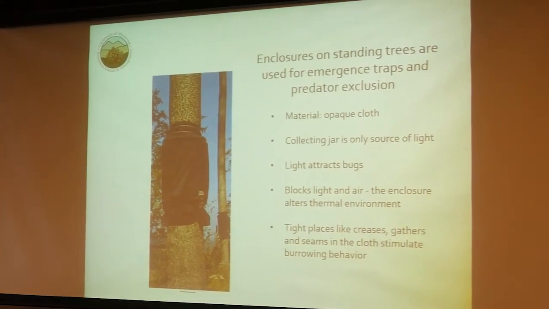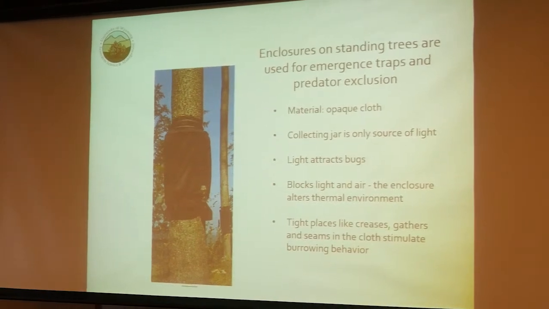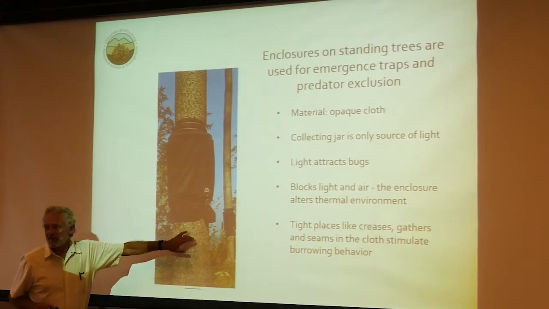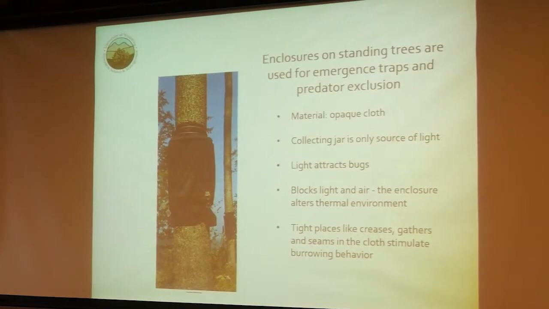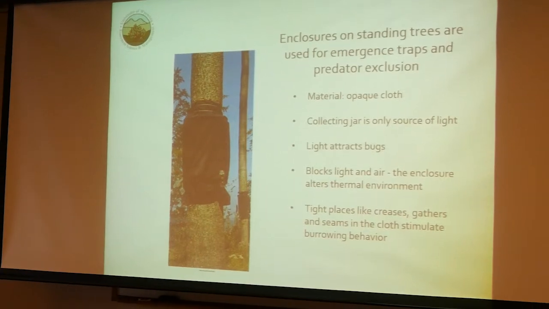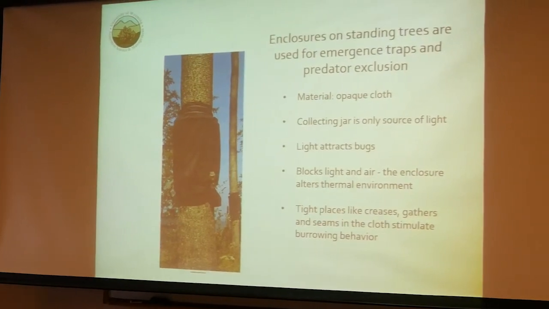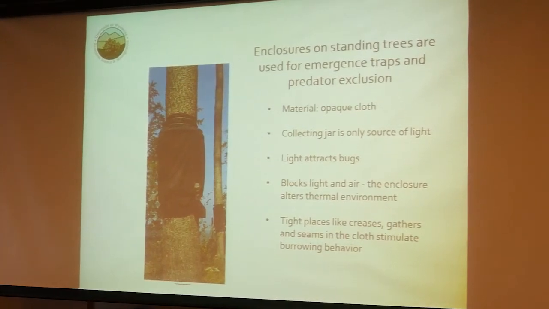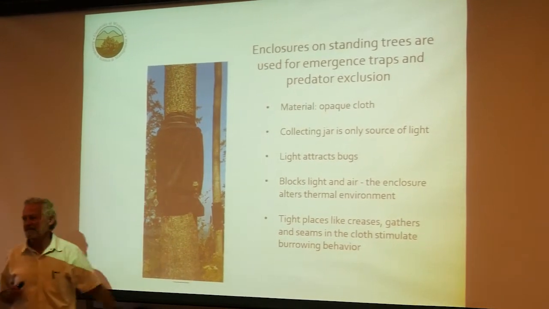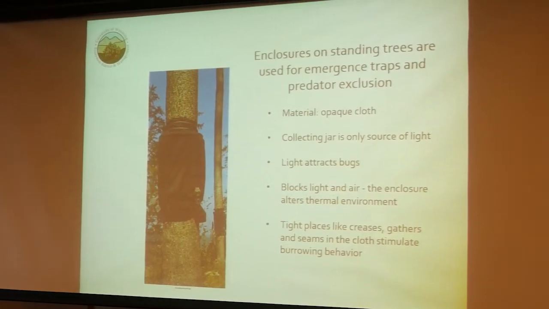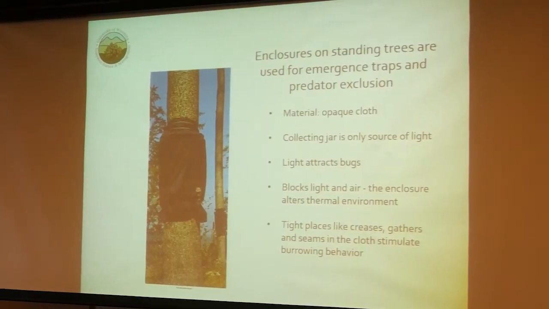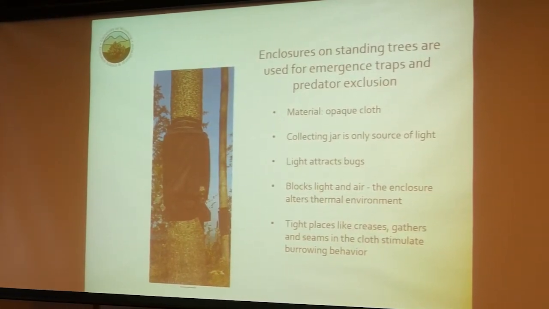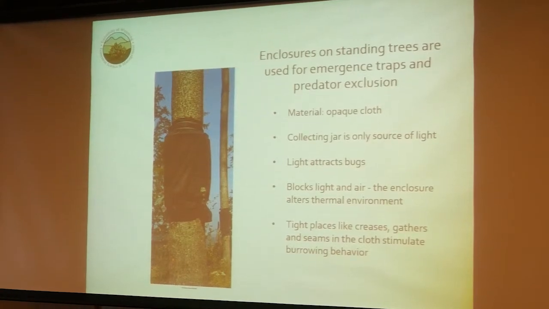But there's another problem that I didn't anticipate, and that's that, well, bark beetles, when they land on a tree, where do they start their tunnel? They go into crevices in the bark, and that's what stimulates that burrowing behavior. Well, this type of an enclosure has lots of creases and folds and tight spots in it, and encourages burrowing behavior. And if a bark beetle can chew through wood, it can certainly chew through any kind of cloth. So this is another failure of this type of design or material.